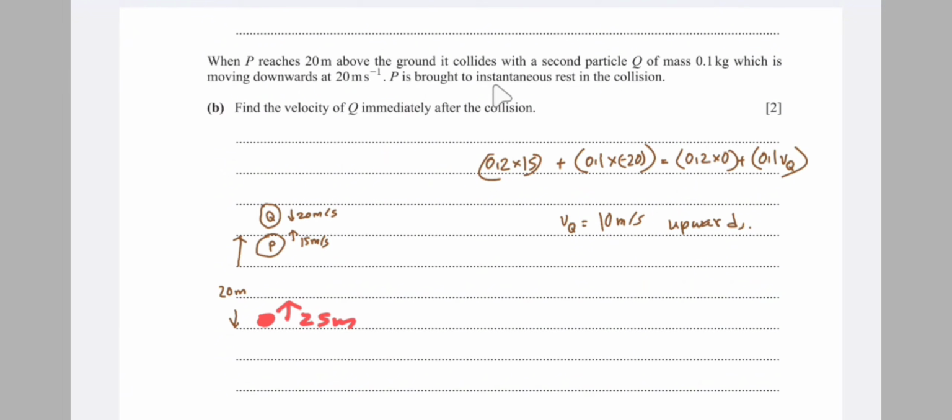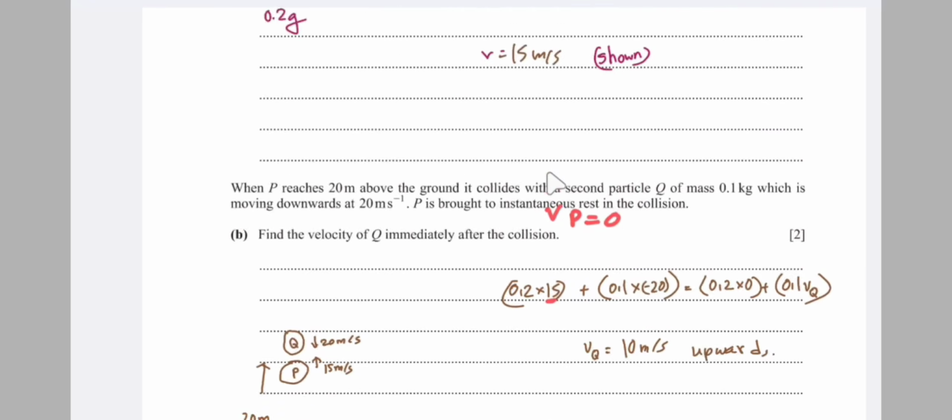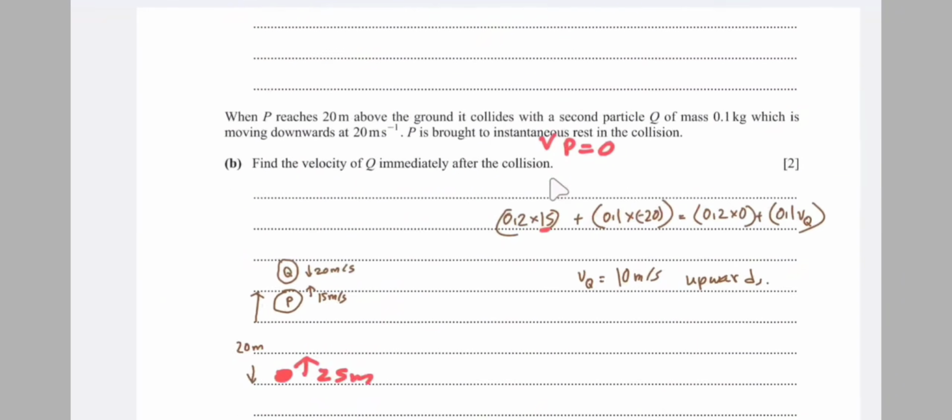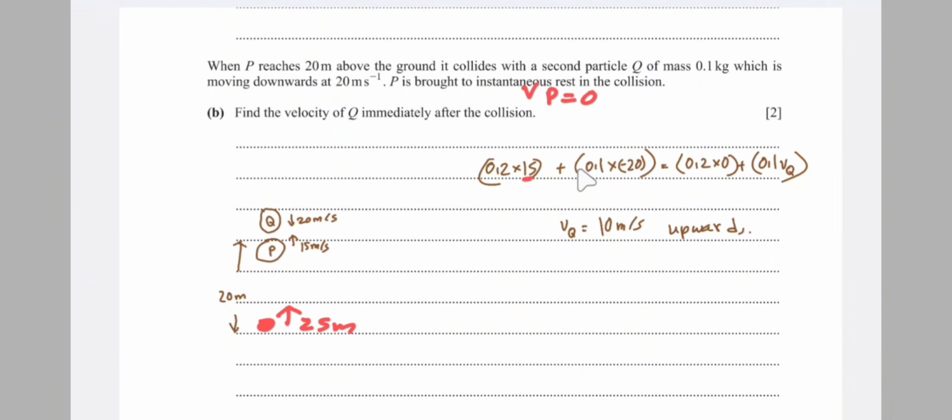P is brought to instantaneous rest in the collision. So while they collide, P comes to rest. That means the velocity of P is 0. Find the velocity of Q immediately after collision. So we can use the change in momentum. So before collision, P is moving upward. We know the velocity of P, and we know the mass of P, that is 0.2. So mass into velocity of P plus, and initially Q is moving downward.